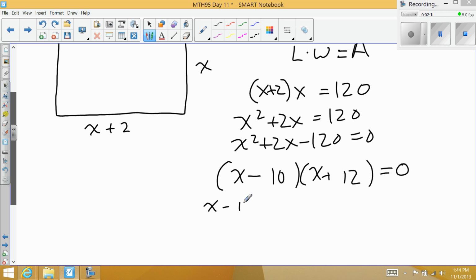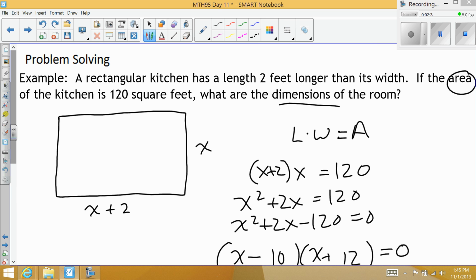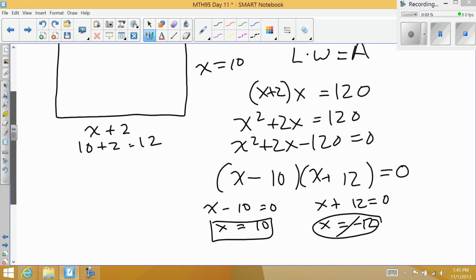Each of my factors can now be set to 0 and solved. I'm going to get two solutions, but I think you'll realize that one of these cannot possibly be the width of the kitchen. A width cannot be negative. So I'm going to have to toss that solution, but this one I want to keep. And again, what I'm looking for are the dimensions of the room, so always double check that you're answering the question. If x is 10, then the length of the room is 10 plus 2, which is 12. And so the dimensions of the room are going to be in feet.